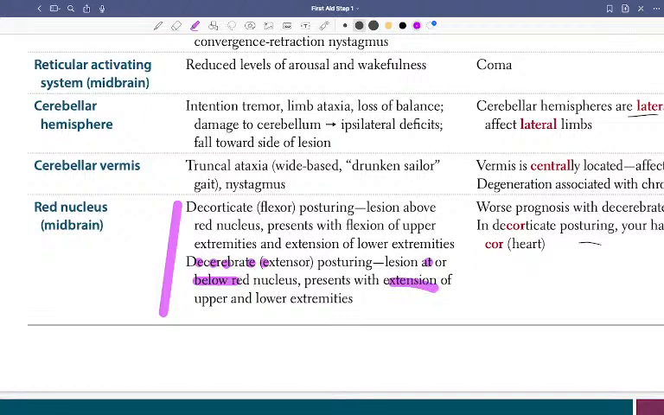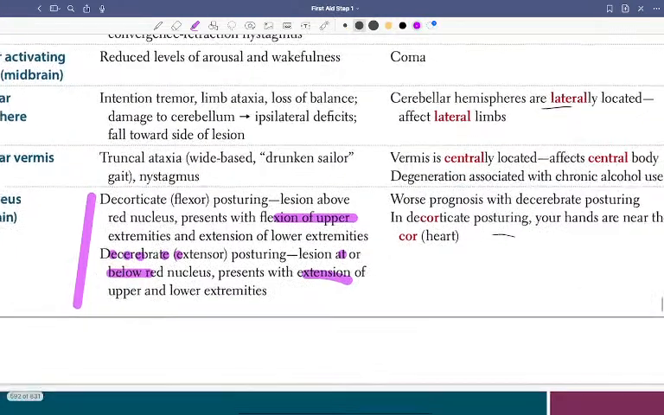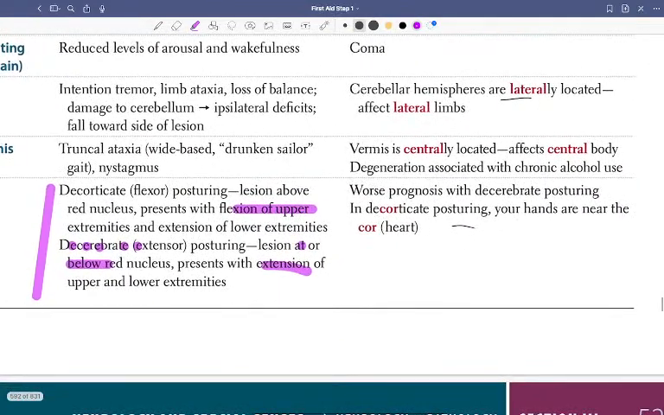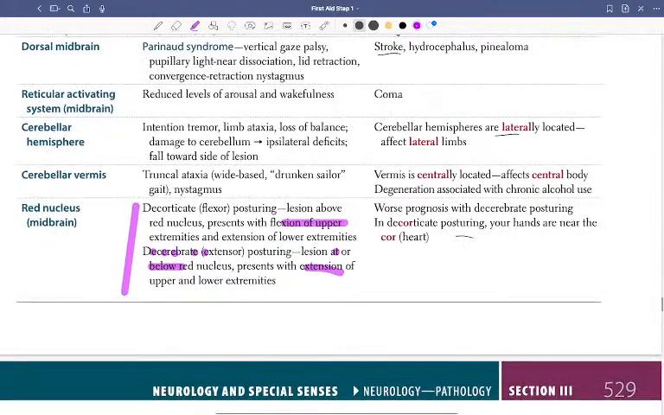Extension of both limbs. And decorticate, we know it's flexor, so flexion of the upper limbs. With an upper lesion, flexion of the upper limbs. So the upper limbs get more preference in deciding this flexor posturing. Lower limbs are always in extension. Worse prognosis with decerebrate posturing, because it is down and in, with your hands near your heart. Obviously this is a good mnemonic.